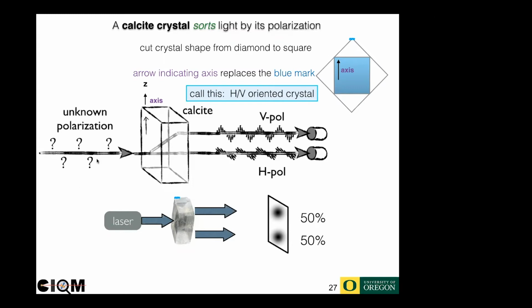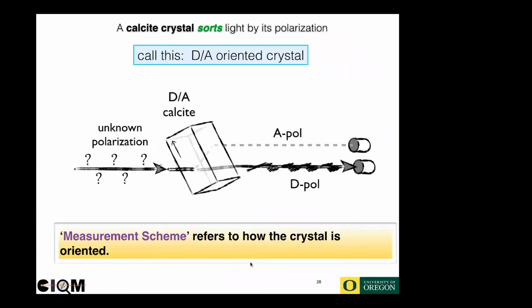So if we have unpolarized light here, say from the sun or some other unknown polarization, it passes the H pol in this beam straight through, and it deflects and redirects the beam for the V pol. So if this light had an equal amount of H pol and V pol, you'd see 50 percent of the power hitting these two spots. But it could be different. It could be 30-70, or it could be anything.